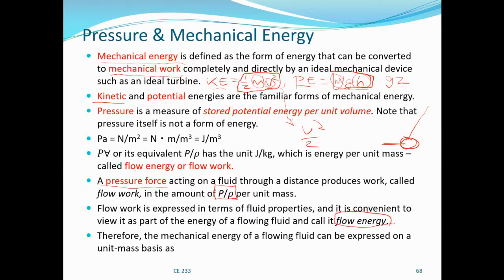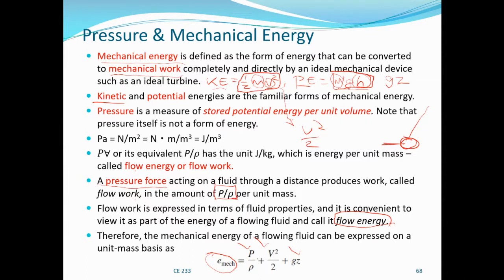So now, the mechanical energy of a flowing fluid can be expressed on a unit mass basis, that is per unit mass, using this. So this is the energy per unit mass of a flowing fluid. This is the flow energy, this is the kinetic energy, this is the potential energy, all of them per unit mass.